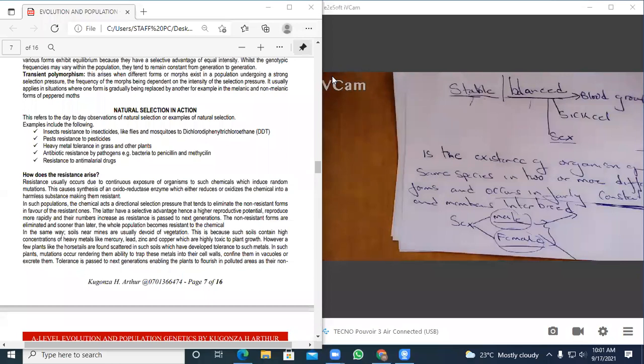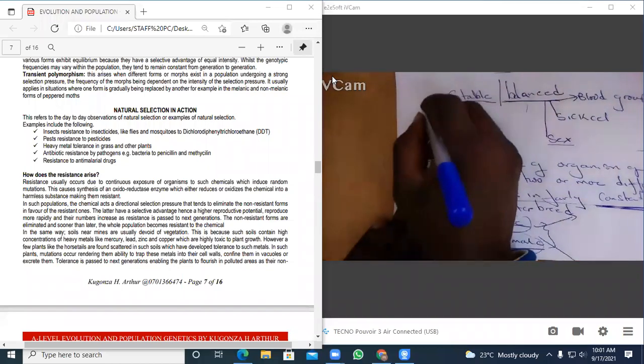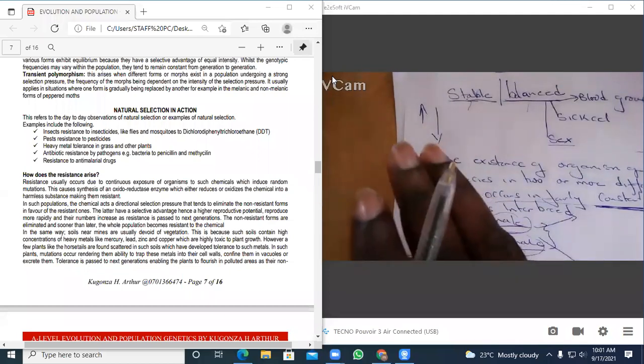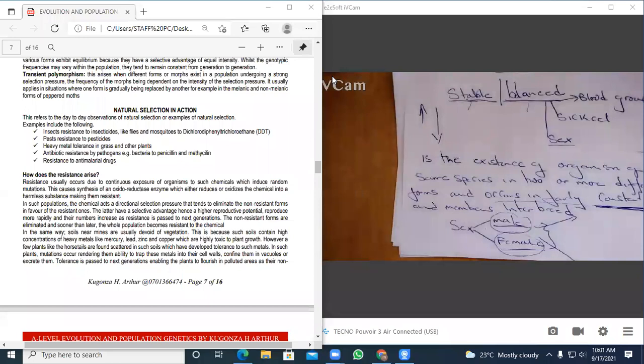When I say none is increasing, I mean none is increasing beyond the other while another one decreases. It is not that as this one is increasing, the other one decreases. Under stable, therefore, all the forms remain in a stable state, in a constant form. We call it a constant form.